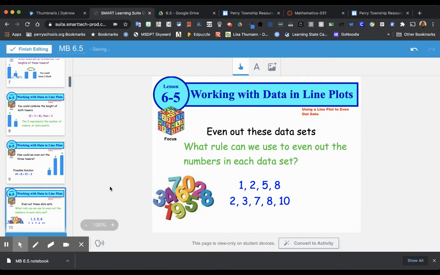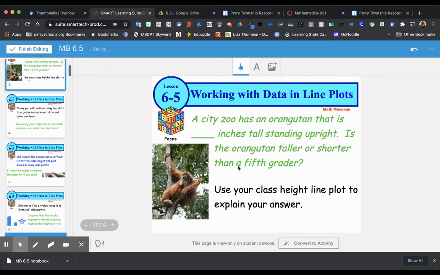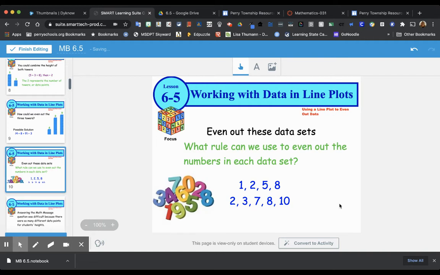So moving forward to even bigger data, because like we said in that math message, they wanted people to collect data for their entire classroom, or maybe their entire grade. So that's a lot more than 2 or 3 pieces of data. Here, they're moving in that direction. We see that here is some data. We don't know what this data connects to, but they've given us the data here. We've got 1, 2, 5, 8, 2, 3, 7, 8, 10. What rule could we put towards this data to find out the average, the typical? What do you think we could do here?